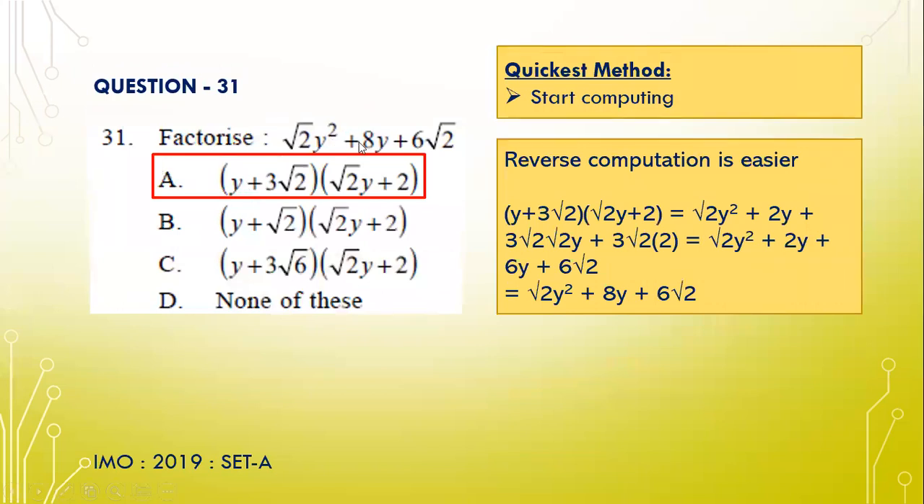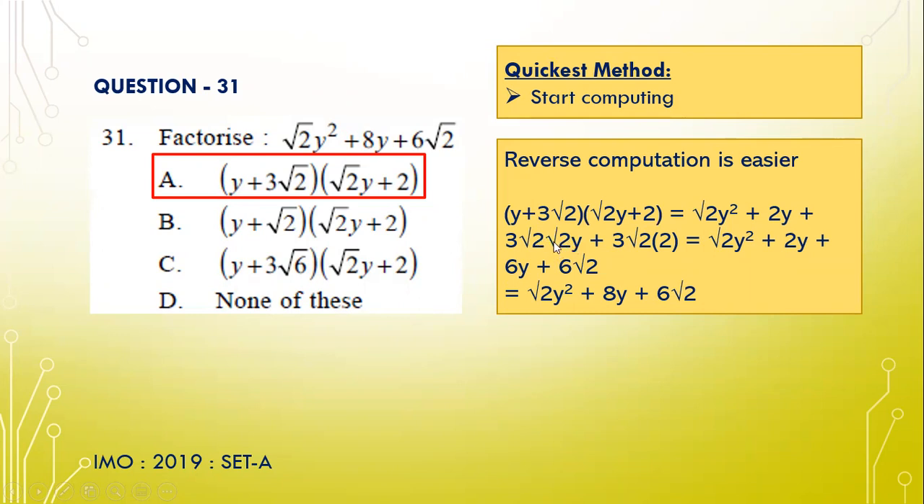Factorize root 2 y square plus 8y plus 6 root 2. Here reverse computation is much easier, because in option A, we have y plus 3 root 2 into root 2y plus root 2. If you multiply y into root 2y, y into root 2y is root 2 into y square. Then y into 2 is 2y. Then 3 root 2 into root 2y, and 3 root 2 into 2.